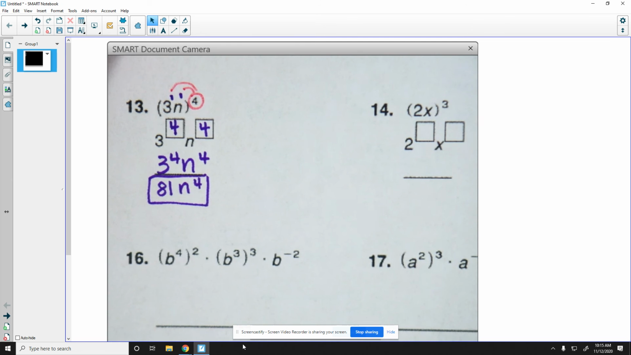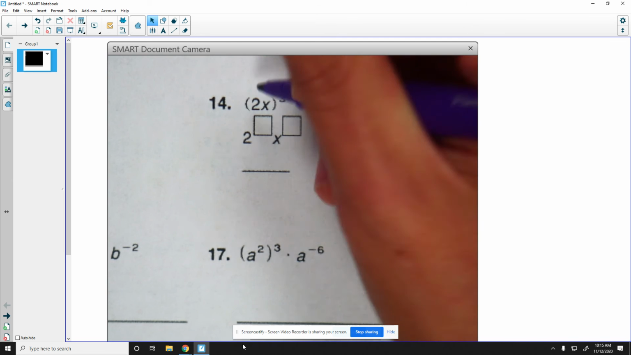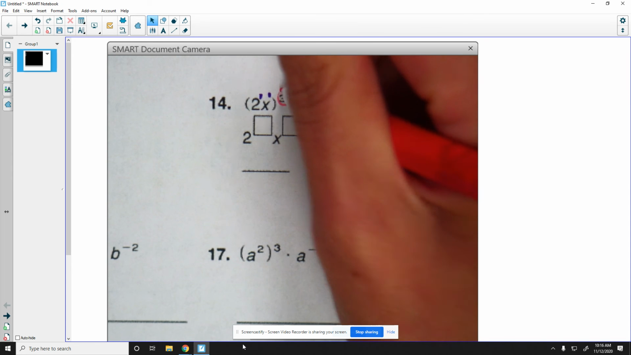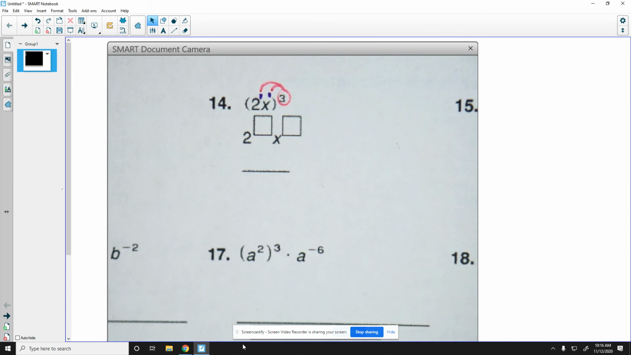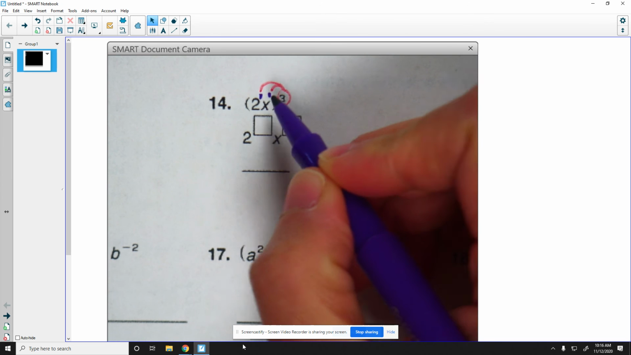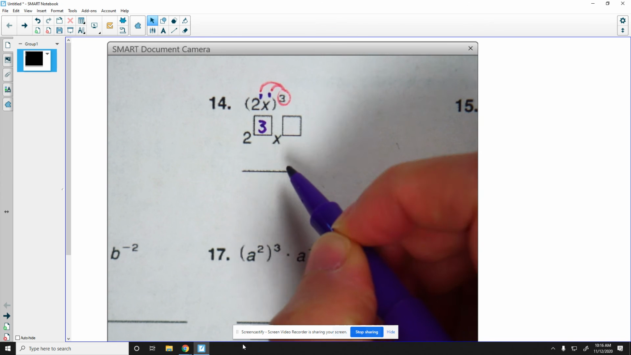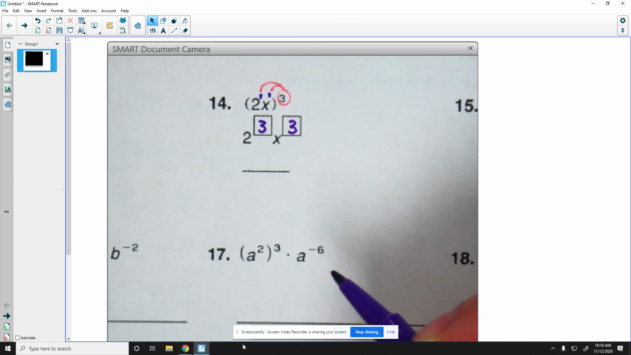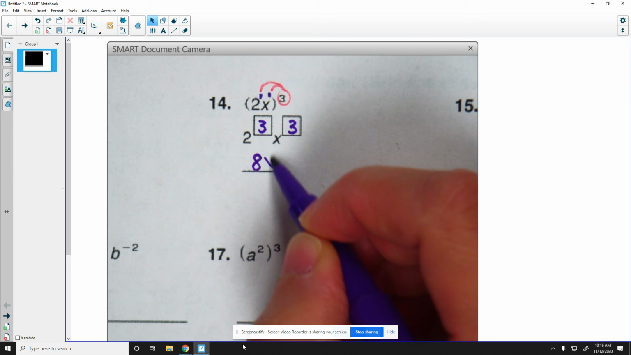Okay, so for number 14, same thing. If I don't see exponents, give me exponents first, imaginary ones. I'm going to take the 3 and I'm going to distribute. So in other words, I'm going to multiply. So I get 2 to the 1 times 3 is 3. X to the 1 times 3 is 3. So 2 to the third, x to the third, which is really just 8x to the third.